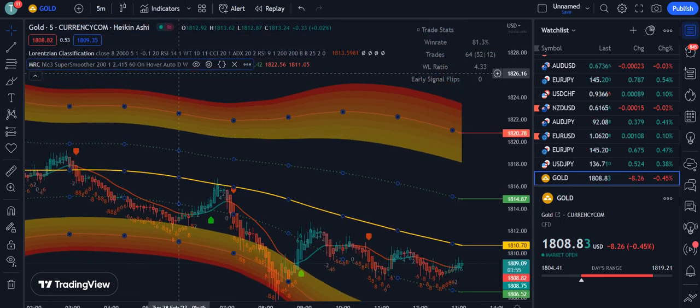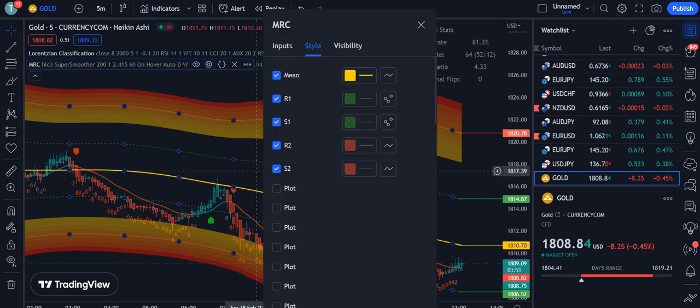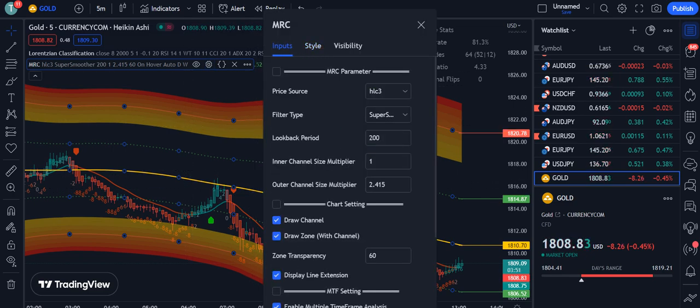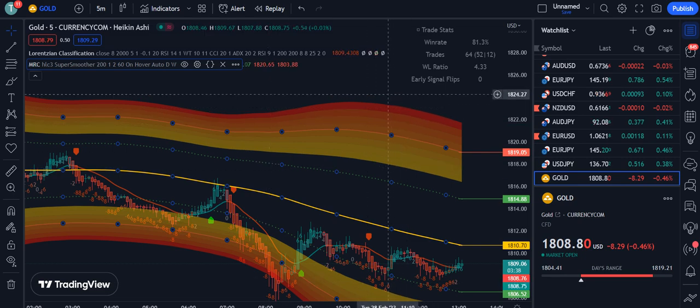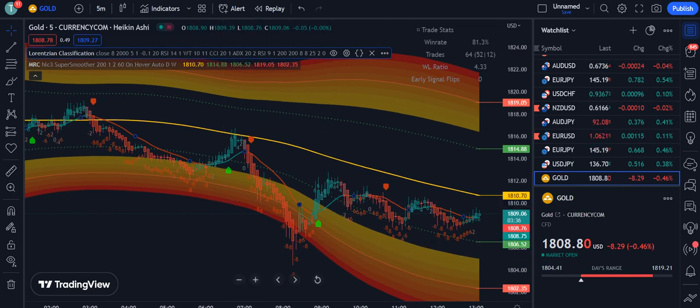Now, I will tell you how to make a few adjustments in it. Go into the input section. We have to change its outer channel size multiplier from 2.415 to 2 only. And click on chart settings as well. Click OK. And here is the chart that is in front of you.